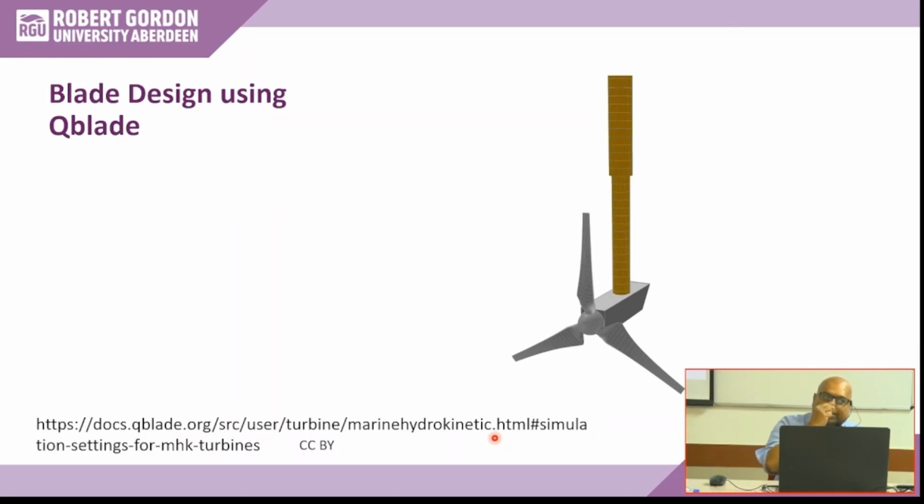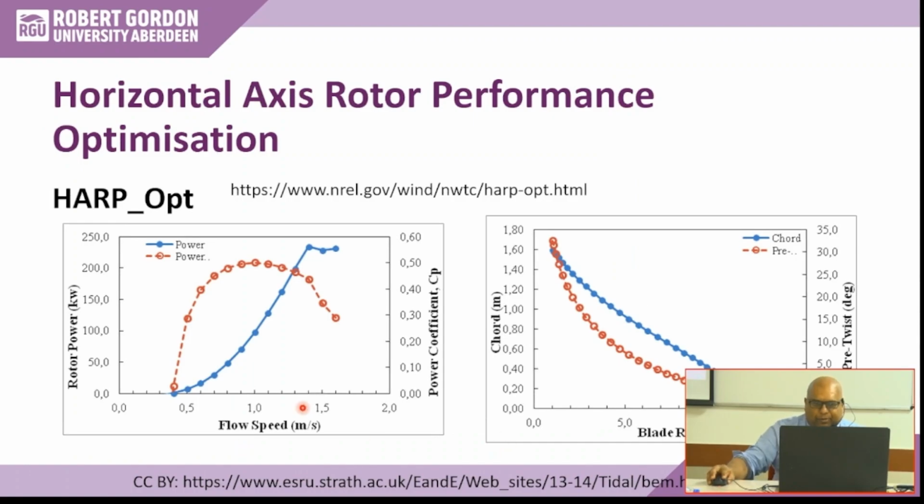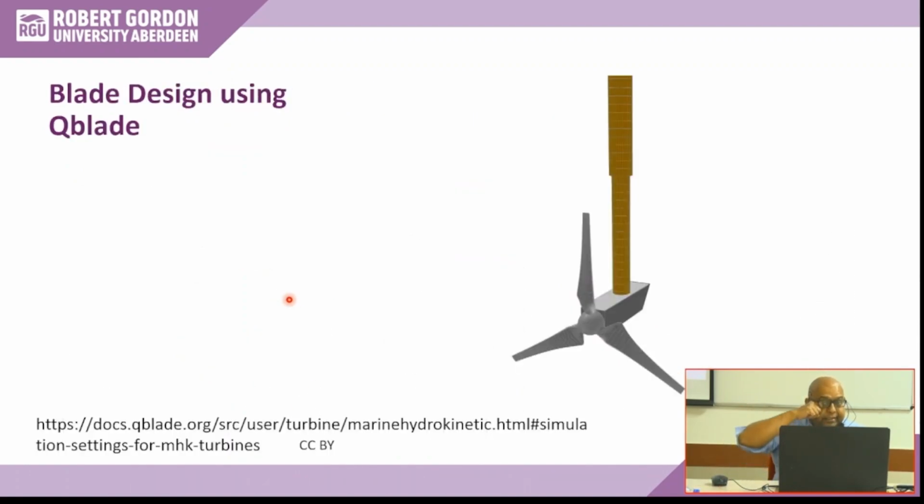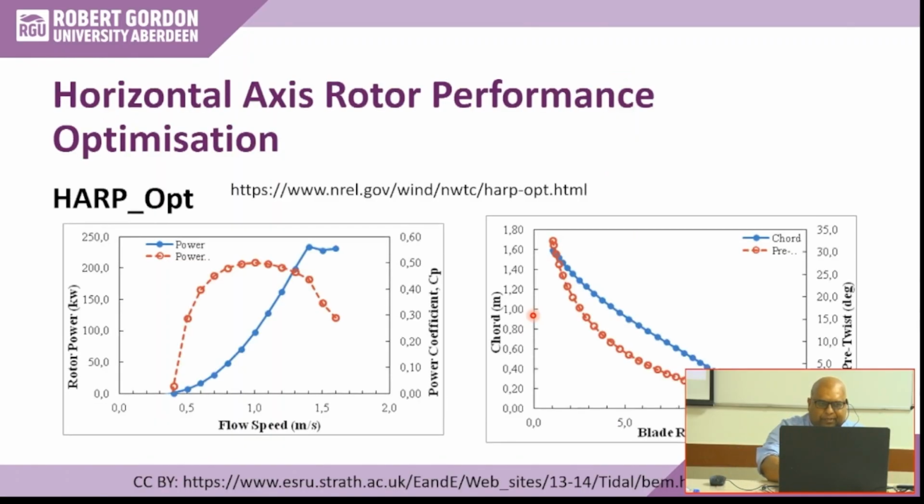If you want to do your design and play around, let's forget about the twist, make a plain blade and run it and see what CP value you get. Then gradually you optimize the blade. You can do it in many different ways when you are learning. So Q-Blade is another software that is available for designing a hydrokinetic turbine. It's very similar to HARP.